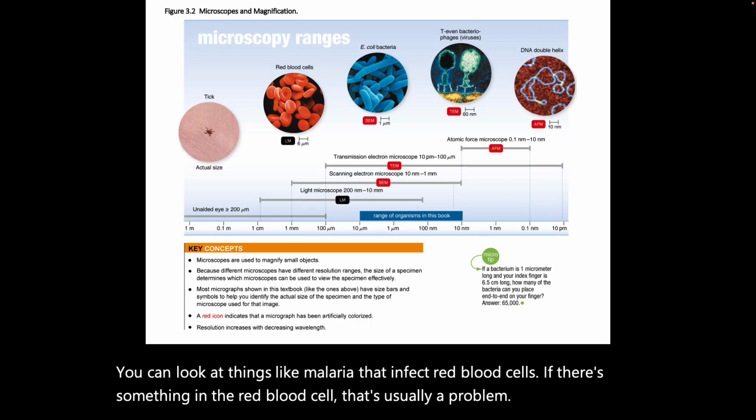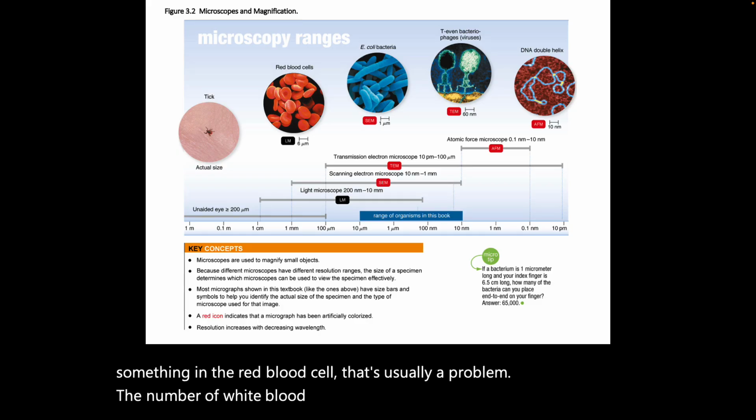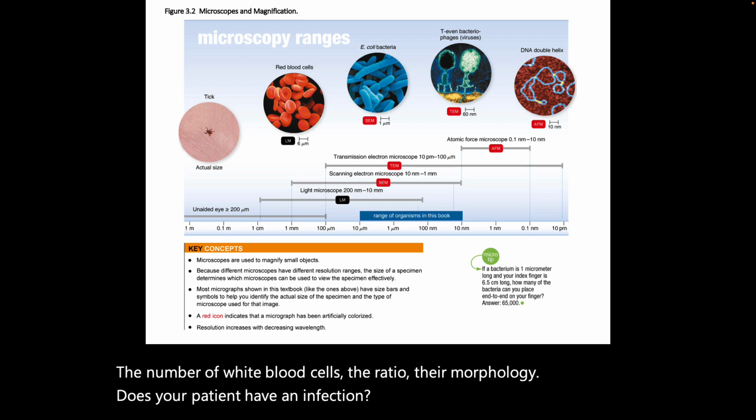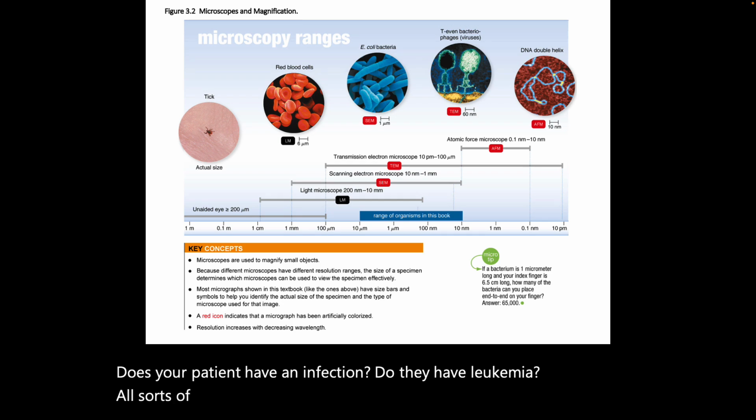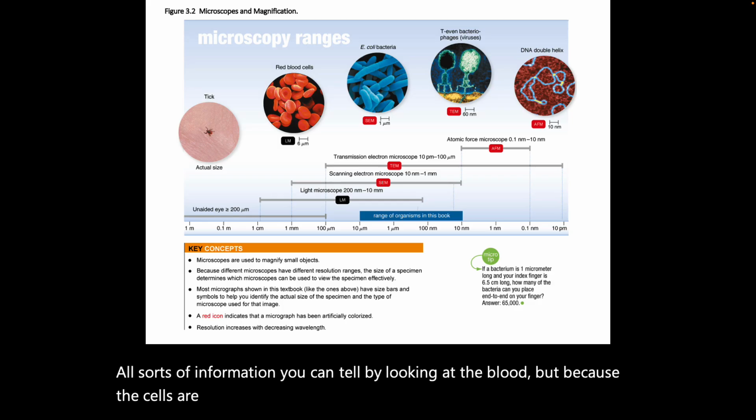The number of white blood cells, the ratio, their morphology. Does your patient have an infection? Do they have leukemia? All sorts of information you can tell by looking at the blood. But because the cells are so small, you have to use a microscope.